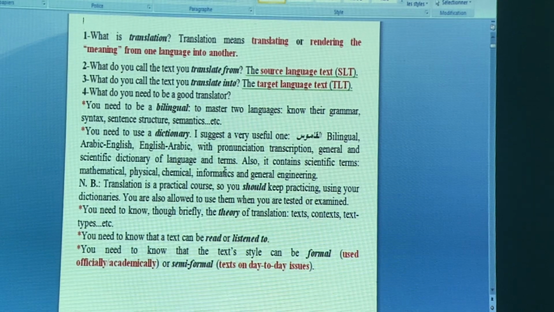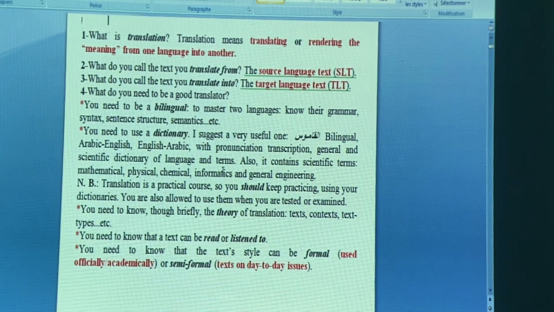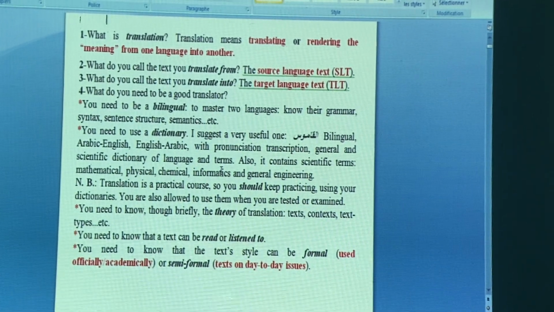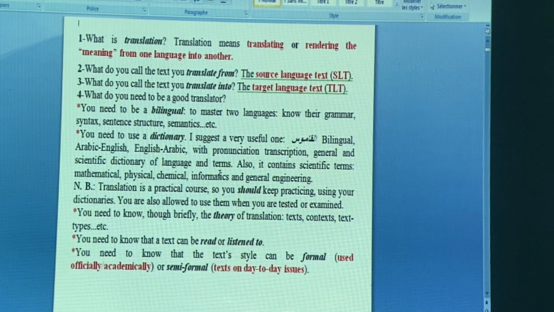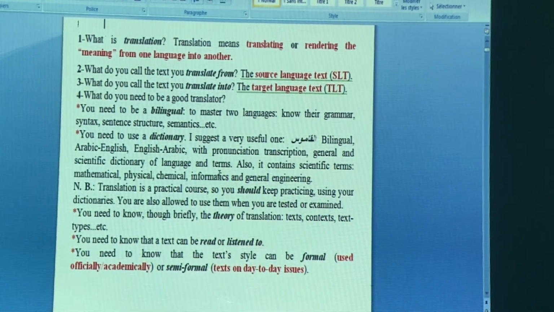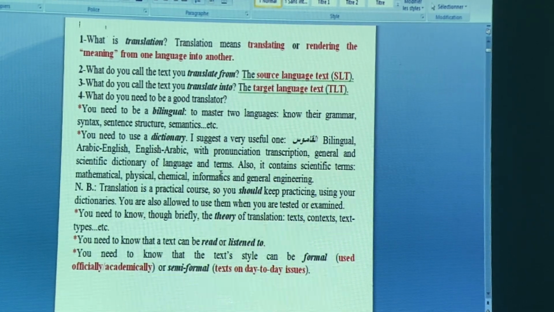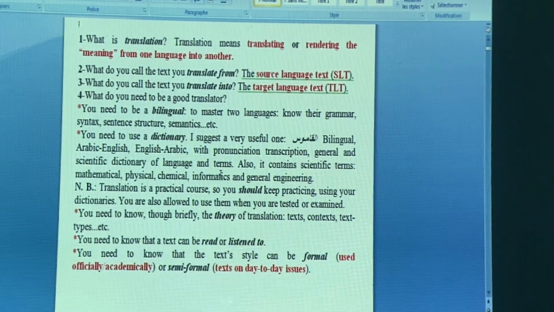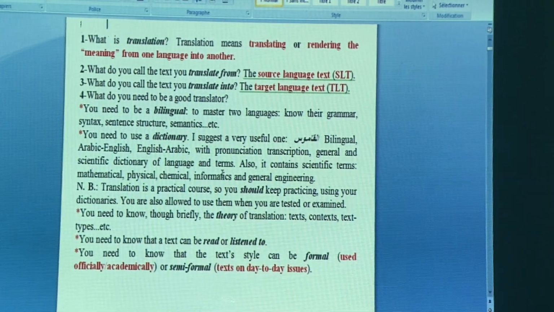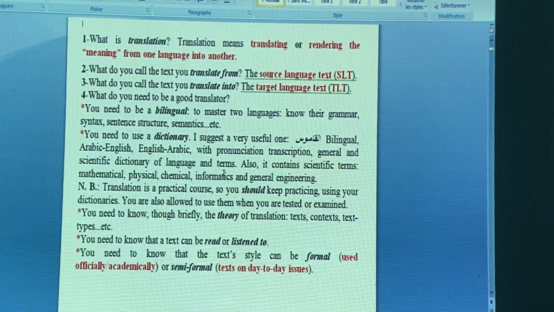Translation is a practical course, so you should keep practicing using your dictionaries. And as you know, you cannot practice translation without dictionaries because you are beginners. So keep using your dictionaries whenever you are trying to translate any text. And concerning the exams, you are allowed to use the dictionaries in the exams too. You need to know, though, briefly the theory of translation.